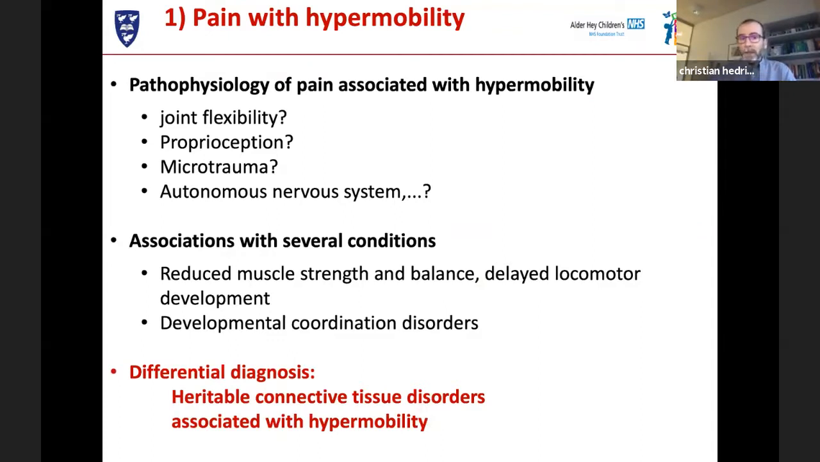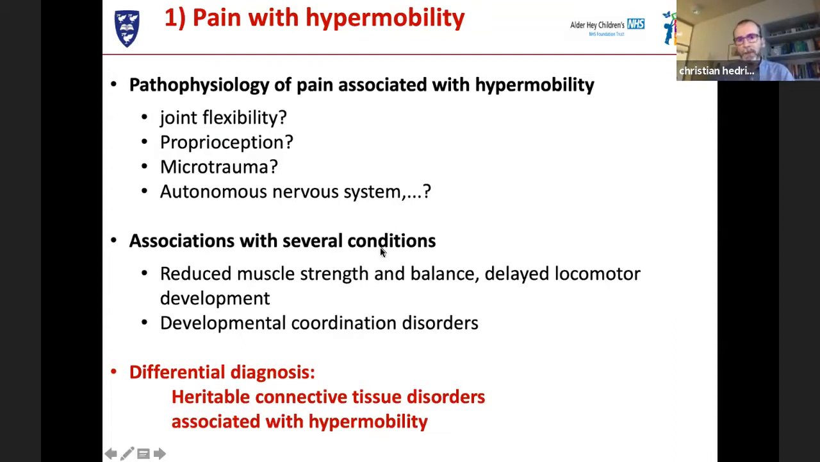The pathophysiology that results in pain associated with hypermobility is not very well understood. So there are discussions around joint flexibility itself causing pain in hypermobility. There are claims that proprioception may be altered in hypermobile joints. Microtraumata of those hypermobile joints may contribute to pain. And lastly, that autonomic nervous dysregulation may be involved.